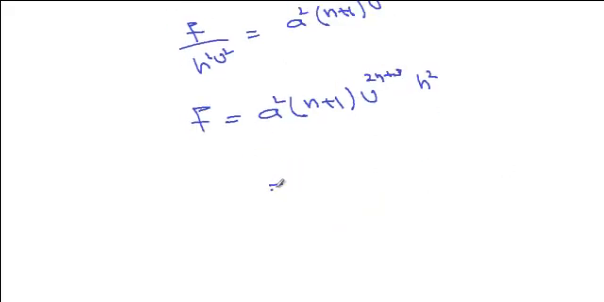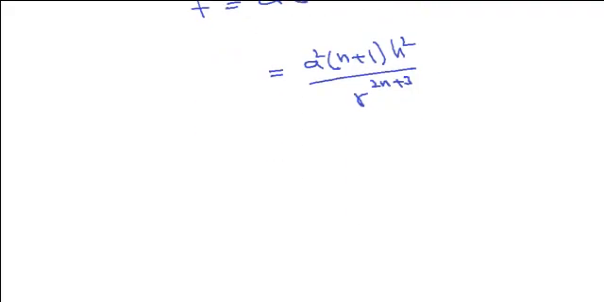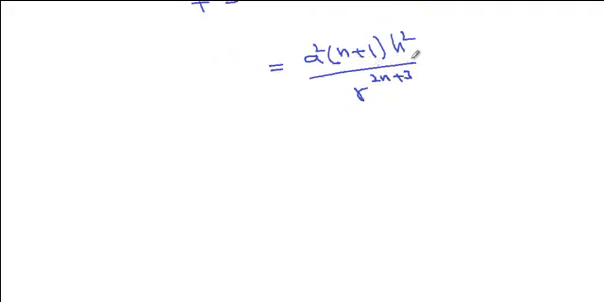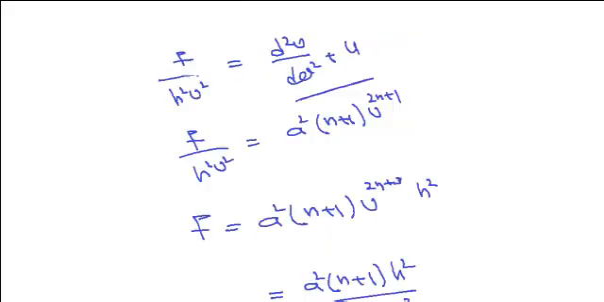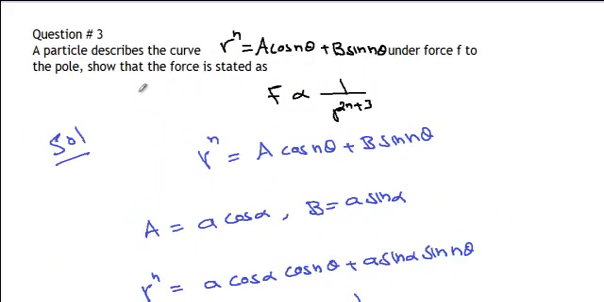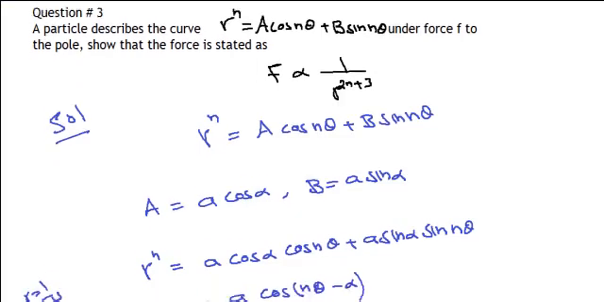So after simplification we can write this as A²(n+1)h². Now as u is 1 over r, this can be written as r^(2n+3). Now here A² into (n+1) h² is constant, so F is proportional to 1 over r^(2n+3), which is the required thing to prove that the force is proportional to 1 over r to the power 2n+3.